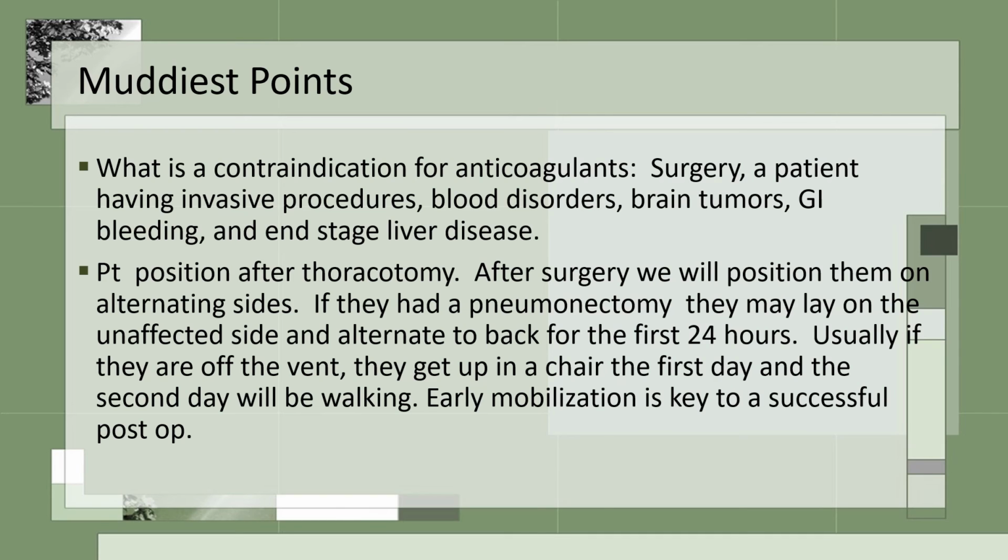The next one, patient after thoracotomy, the patient's position. So after surgery, we're going to position them on alternating sides. So we're going side to side and back. We're going to always move them every 2 hours. If they've had a pneumonectomy, that's the whole lung, they may lie on the unaffected side and alternate to the back for the first 24 hours because some surgeons don't want them to directly lie on their incision. But usually if they're off the vent, they're going to be getting up in the chair that first day, and by the second day, hopefully we'll be walking because early mobilization is the key to successful post-op.